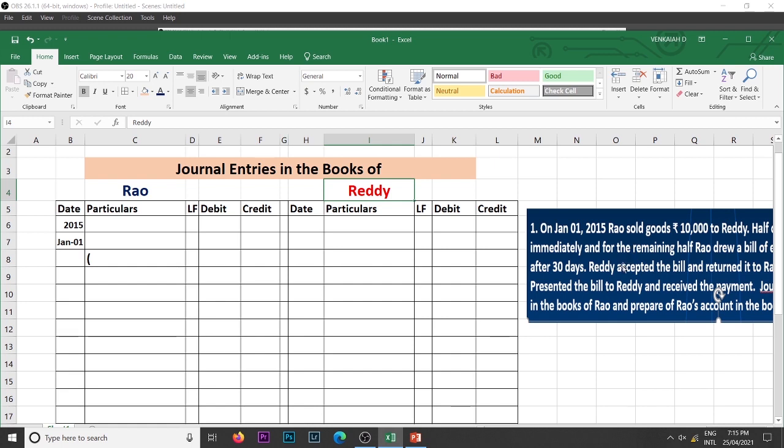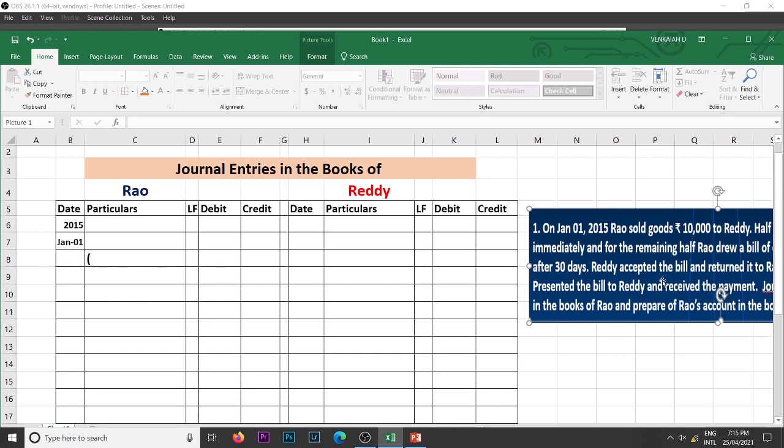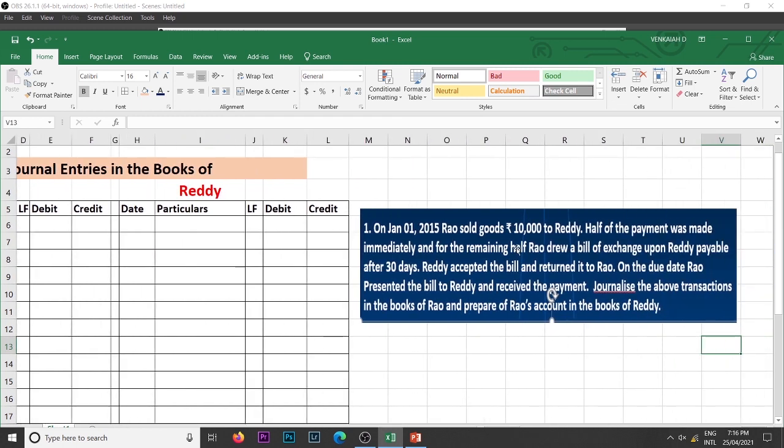One is Rao, another one is Reddy. Who sold goods? Rao sold goods to Reddy. Half of the amount was paid immediately. Total amount is how much? 10,000 rupees. In that 10,000, half the amount was paid immediately. Who will pay the money, Rao or Reddy? Reddy bought the goods. Half of 10,000 is 5,000, and that 5,000 is paid immediately to Rao. Rao received the money. What did he receive? Cash.